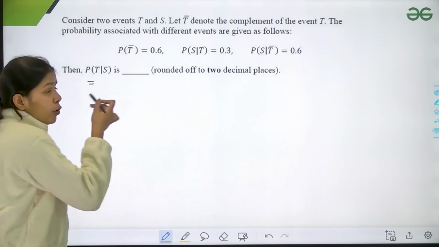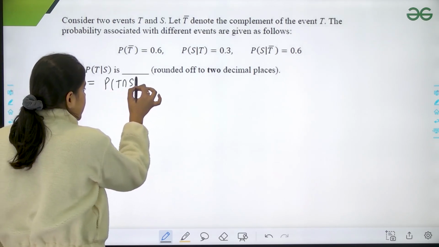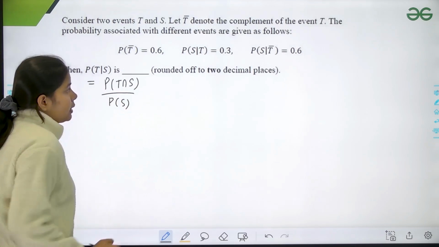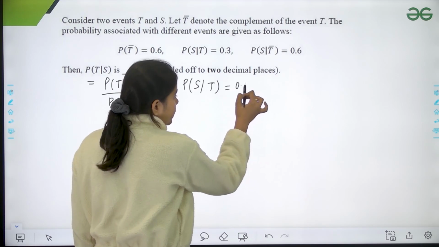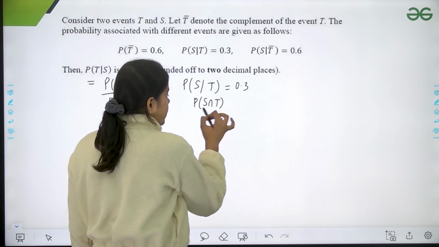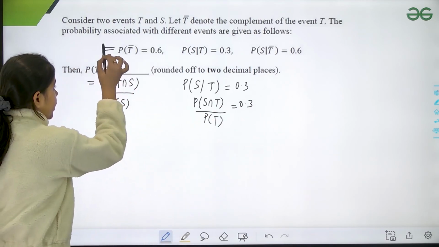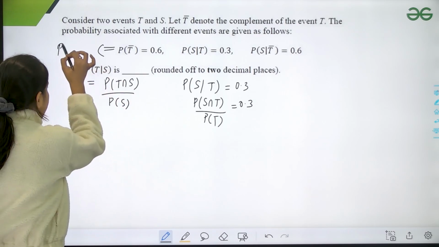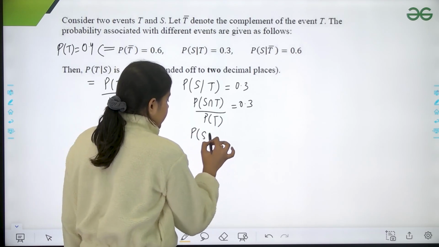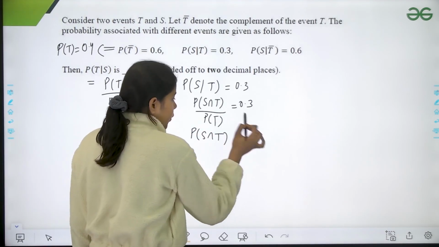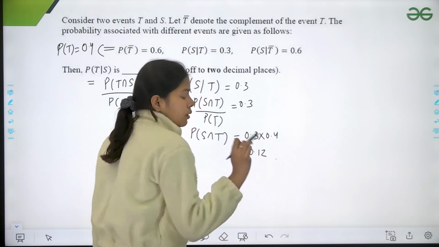So first of all, let me check what I want to find out for probability T given S. I want probability T intersection S upon probability of S. Probability T intersection S I can find out from here. Probability S given T is given to me as 0.3, so I can write probability S intersection T upon probability of T is equal to 0.3. And probability of T I can find out from here. Probability T bar is 0.6, so probability of T would be 1 minus 0.6, that is 0.4. So I'll get probability S intersection T, with probability T going to the right side, 0.3 into 0.4, that is 0.12, right?